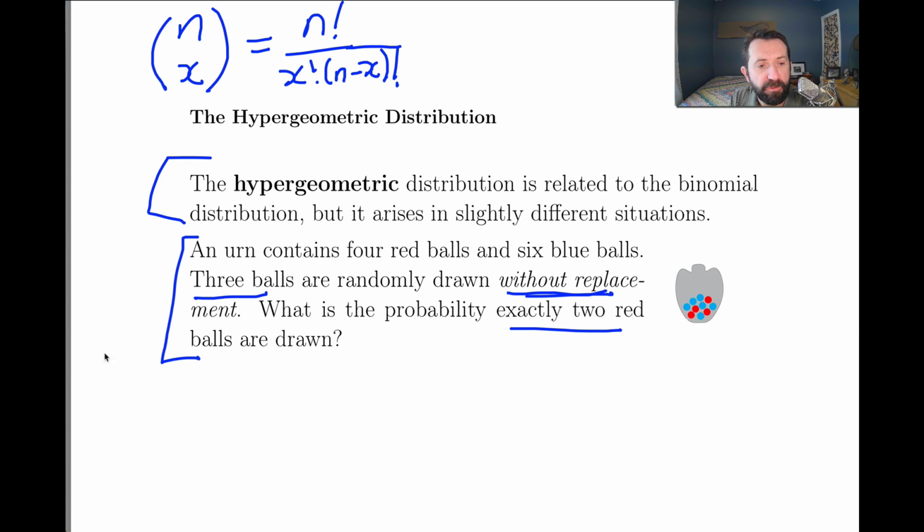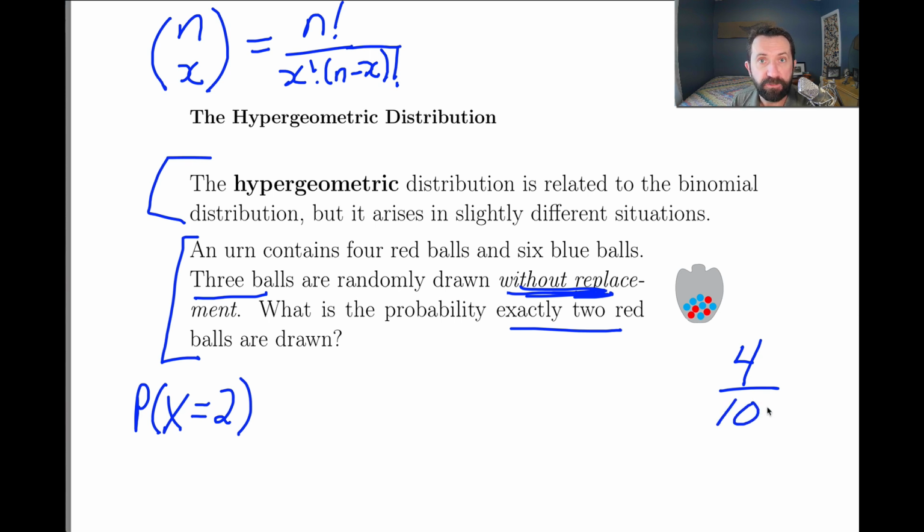So if we let X represent the number of red balls, we want to know the probability that X takes on the value 2. But this without replacement is extremely important to us here. If it was with replacement, then the probability of getting a red ball on any individual draw would stay the same regardless of what had happened before. Our probability of getting a red ball on the very first draw: there's 4 red balls and 6 blue balls, so 10 balls altogether.